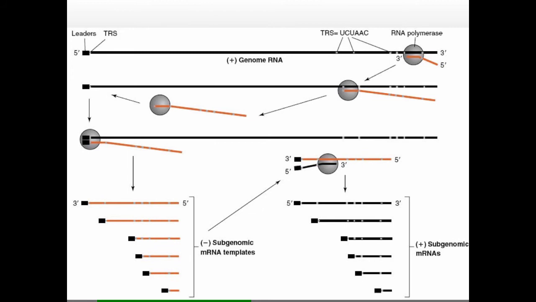So you'll end up with as much of this one, and then a smaller percentage of this one, a smaller percentage of that one, a smaller percentage of that one.